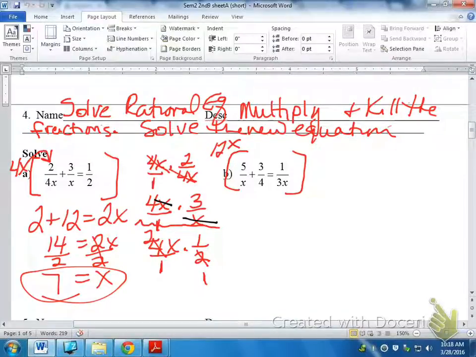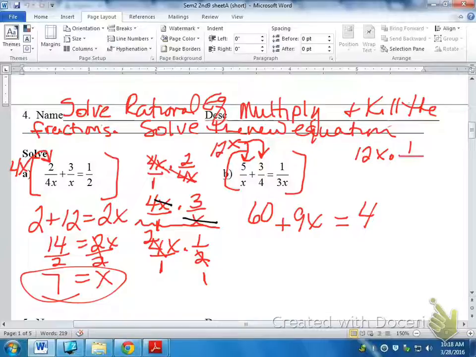So if I distribute this now, can I try this without writing each part out? Probably. So 12x times 5 over x, the x's would cancel, and 12 times 5 would leave 60 for that first term. Plus 12x times 3 over 4. Okay, the 4 and the 12, what would that leave? 3. So 3x times 3, 9x, equals 12x times 1 over 3x. Well, the 3 and the 12 would leave a 4. Oh, 4 over 1. Yeah.